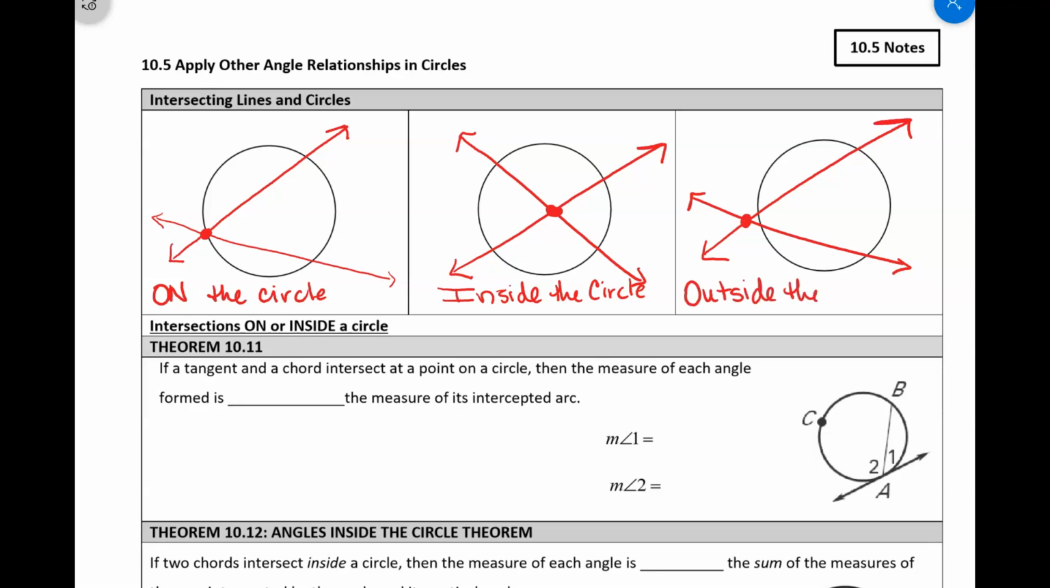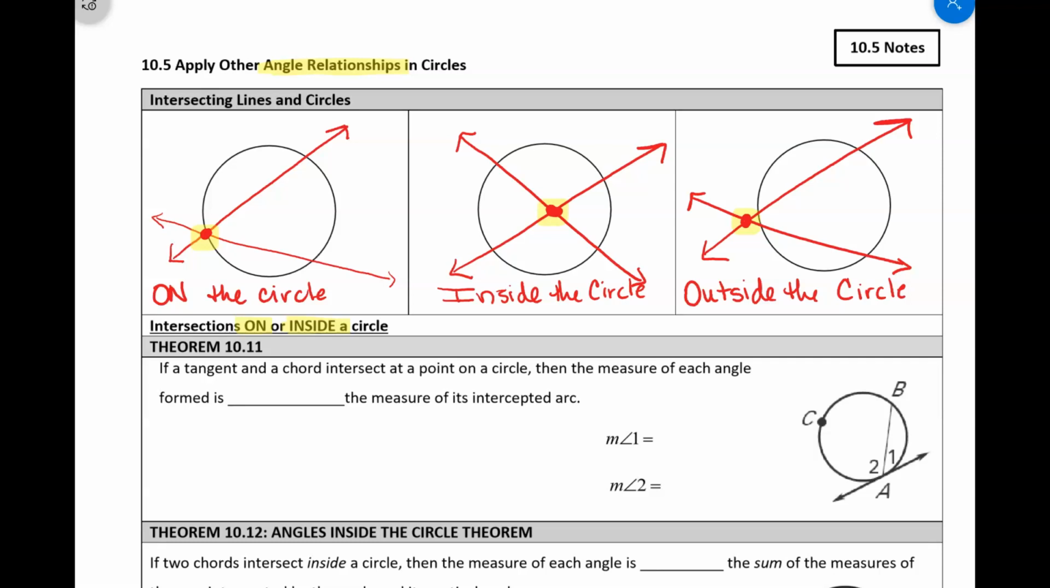Now that we have looked at all three cases, okay, we have on the circle, inside the circle, and outside the circle, we have angle relationships going on with angles and arcs. So the rest of the notes is going to be looking at the theorems that support what's going on within the circle. So the first two we're going to look at are the on the circle and inside the circle theorems.